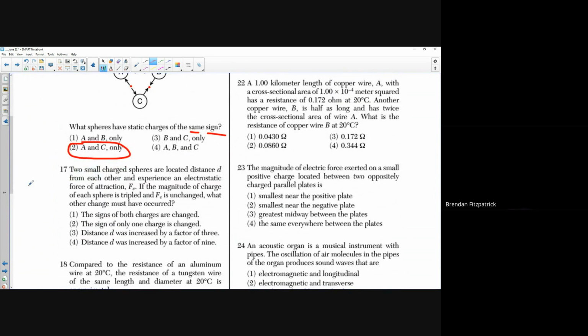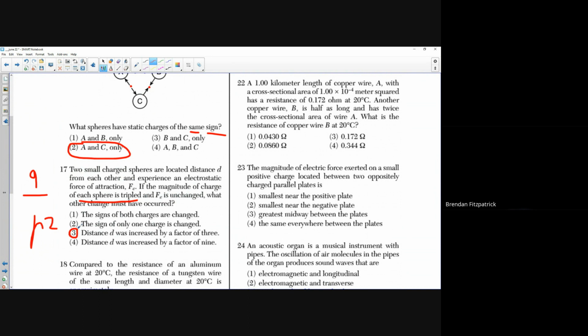Two small charged spheres located at distance d from each other experience a force F. If the charge of each sphere is tripled, F is unchanged. What other change must have occurred? So if the charge on each sphere is tripled, that means that the force is going to increase by a factor of 9. The only other thing we're in control of is the distance. So we need the distance to decrease the force by a factor of 9. But remember, it's r squared in the denominator. So we really only have to increase the distance by a factor of 3. And then that gets squared to get you a factor of change of 1/9, which cancels out the tripling of each charge.